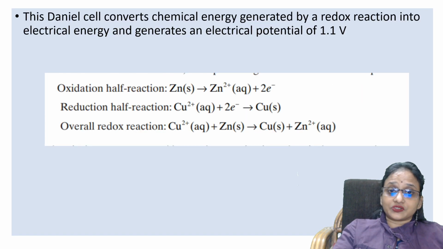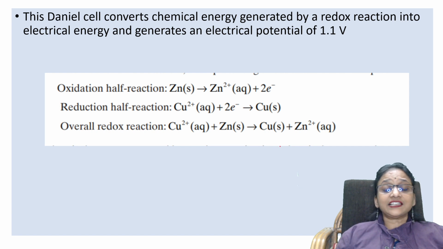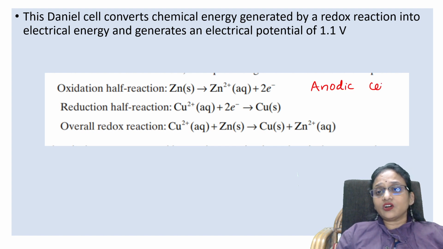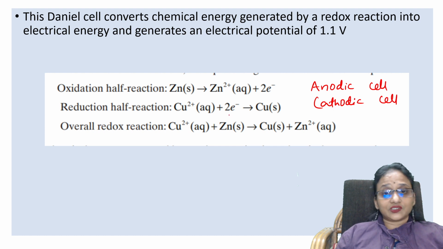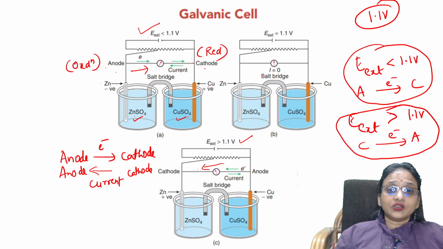Now, important. They're going to ask you what is a complete galvanic cell reaction. Understand carefully. I said at the anode compartment, always oxidation process occurs, in the anodic compartment. At the cathodic compartment, always reduction process occurs. Yes, students. See the diagram here. Here at the anode, oxidation reaction occurs. Here at the cathode, reduction process occurs.